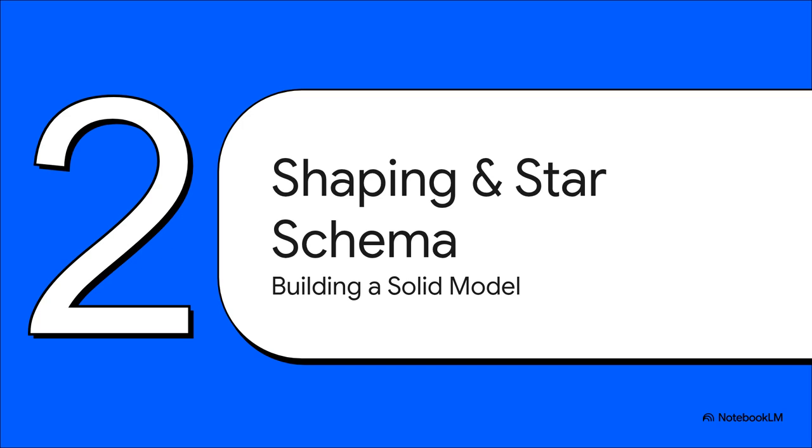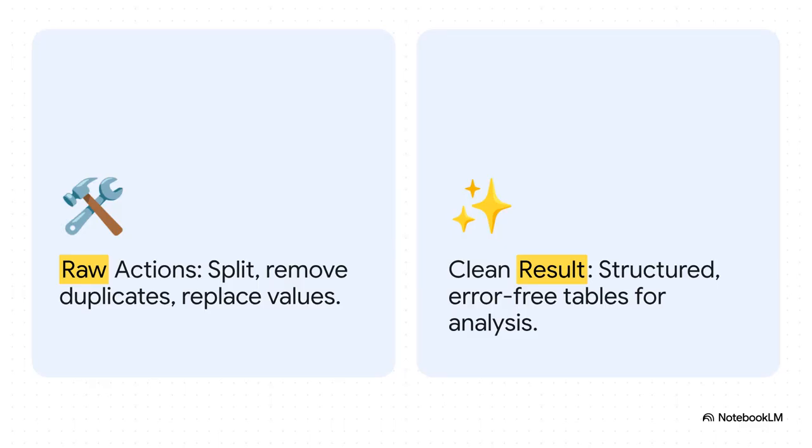Moving on to Section 2, shaping data and star schema. This is where we step into the forge and start hammering that chaotic raw data into a perfectly structured asset. All of this heavy lifting happens in Power Query, your data cleaning engine. By running actions like splitting columns to extract specific text, removing duplicates so your rows stay unique, and replacing weird values, we take absolute chaos and turn it into pristine, structured tables. You're also making sure your data types are correct and filtering out all those annoying blanks. Getting this clean result is 100% mandatory before we can start connecting the dots.